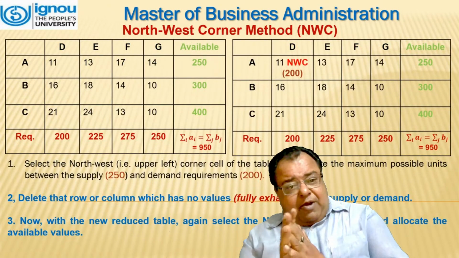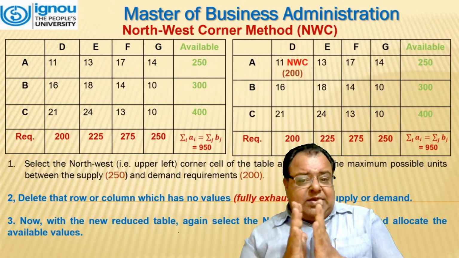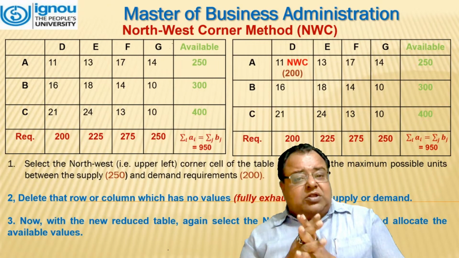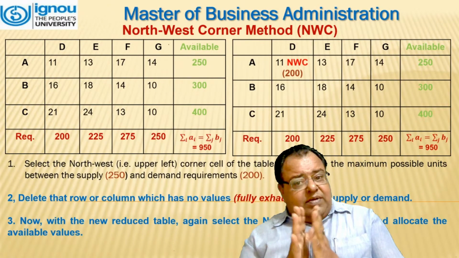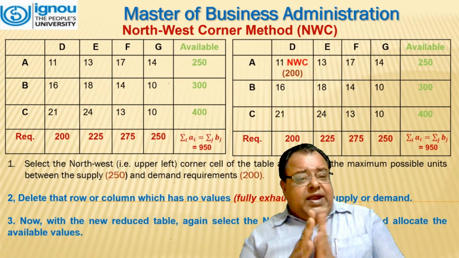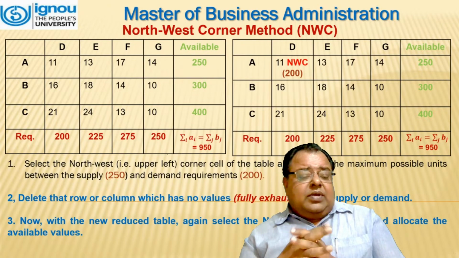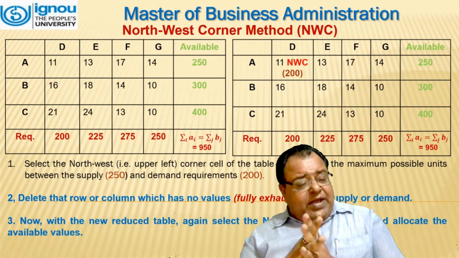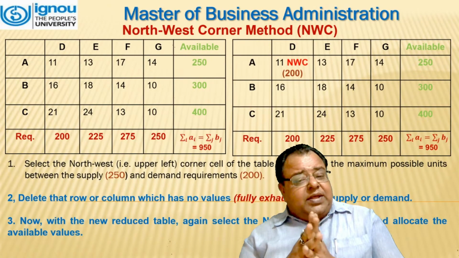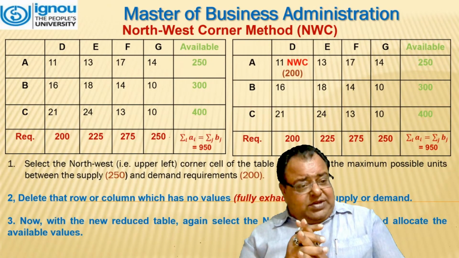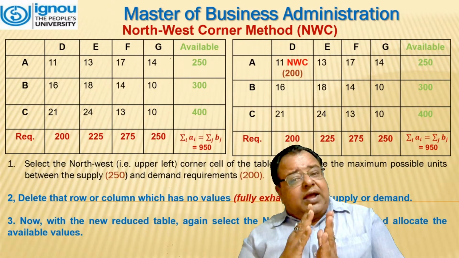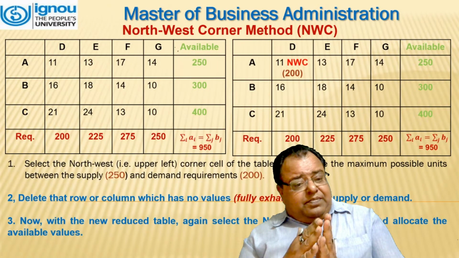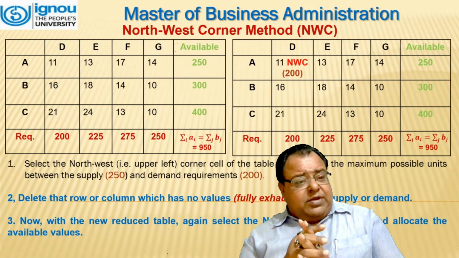Now we take up a problem: how to solve a transportation problem with the northwest corner method. On the left side, what we can see is the problem which is given to us. We have to find a feasible solution in which the transportation problem can be solved.